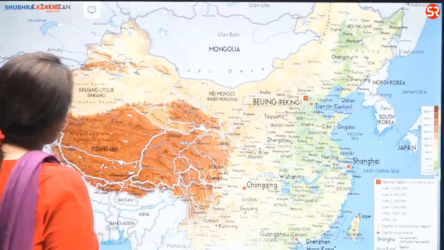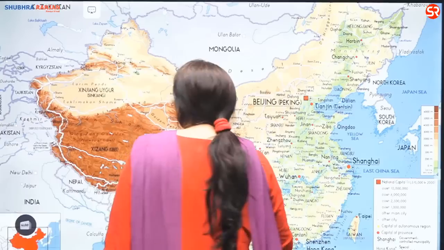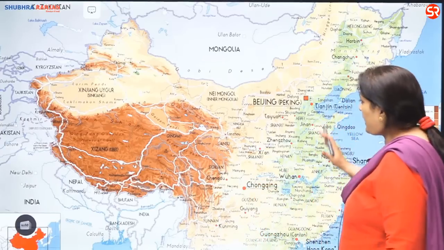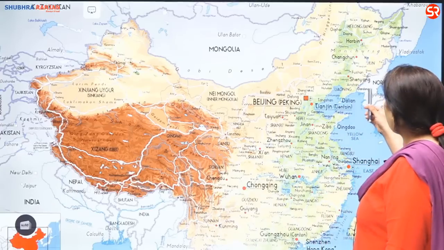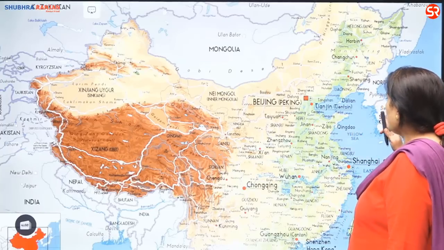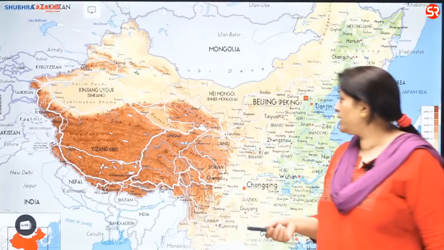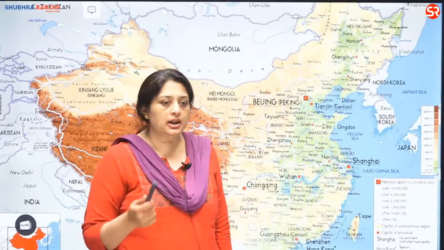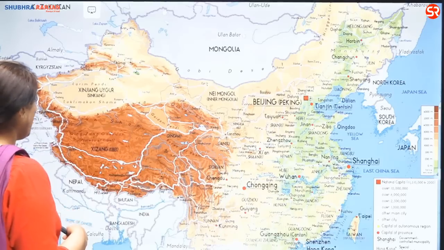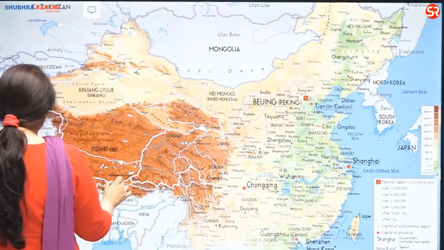Now, in order to understand China's desperation for CPEC, China, or for that matter any country, aims at hegemony. China needs its expansion, and here Taiwan and all. So China's expansion eastward is limited because of the presence of the US Navy, and that is why China wants to declare the East China Sea, Yellow Sea, South China Sea as Chinese lakes. So the only place for China to expand is in the West, and that is why China has occupied Xinjiang and China has occupied Tibet.